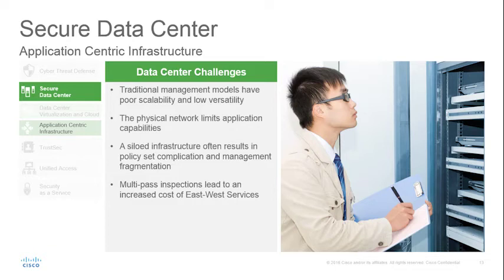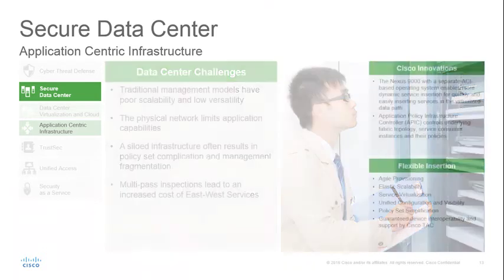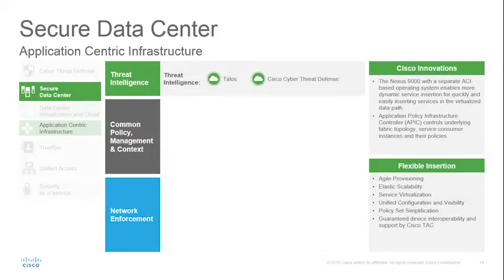And multi-pass inspections, slow network traversal, hairpinning, and a waste of compute cycles lead to an increased cost of east-west services. Fortunately, Cisco offers a better approach to managing a data center infrastructure. Cisco Application-Centric Infrastructure, or ACI, is an innovative, highly secure architecture built from the ground up to deliver centralized, application-driven policy automation and management. ACI delivers software flexibility with the scalability of hardware performance.